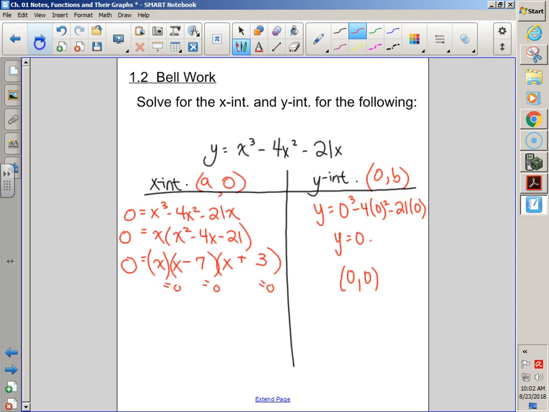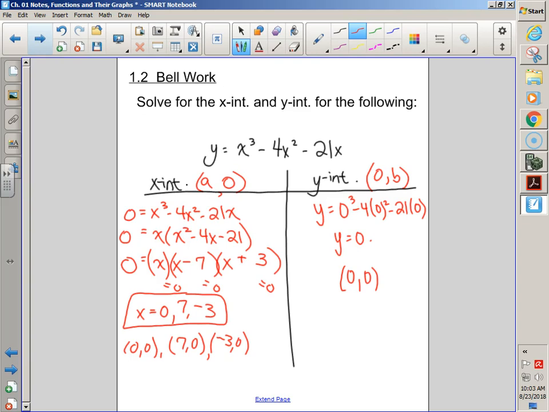I could write it up above, but then it gets messy. So x equals 0, x equals 7, and x equals -3. Typically we would write that in number order: -3, 0, 7. We could give them as actual points, right? (0, 0), (7, 0), (-3, 0). That's also valid.